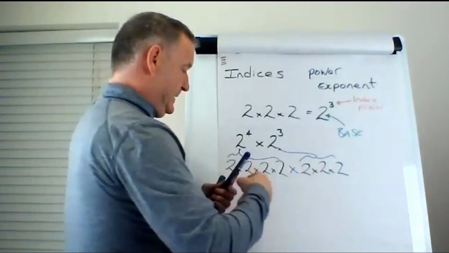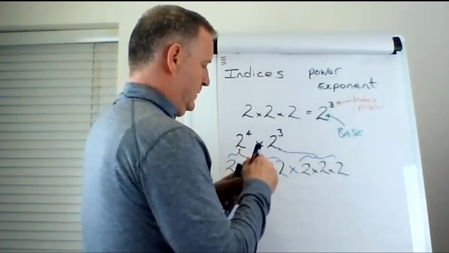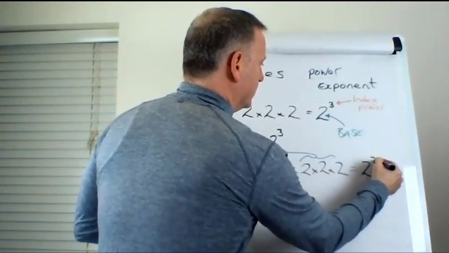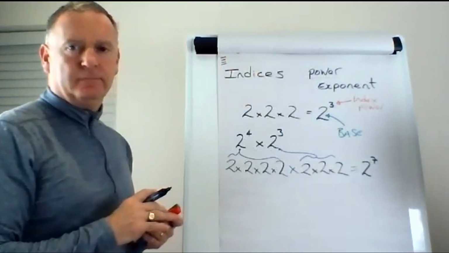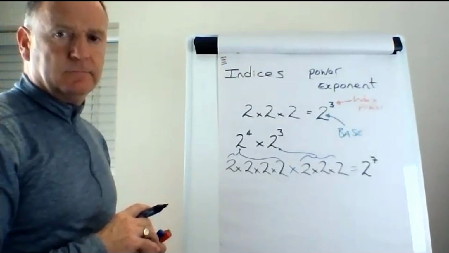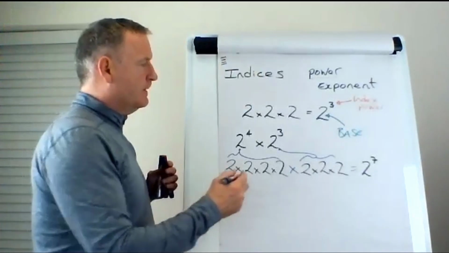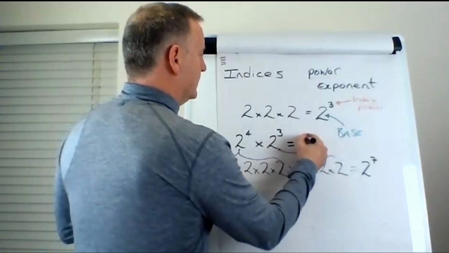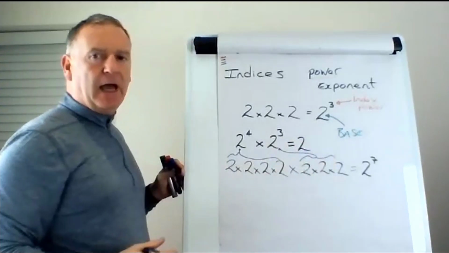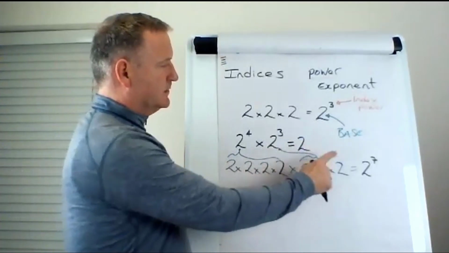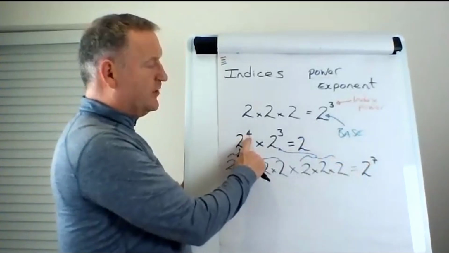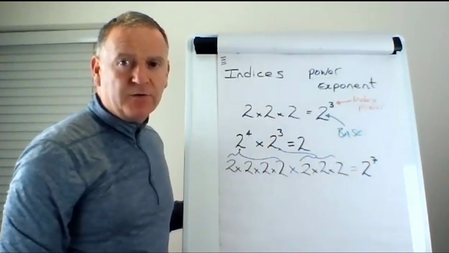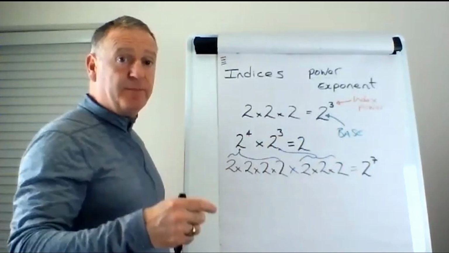So I'll write this now as 2 to the power of 7. So this would then be equal to, well, hang on. How could I get to the number 7 if I have the number 4 and the number 3 here? Add. Add the powers.